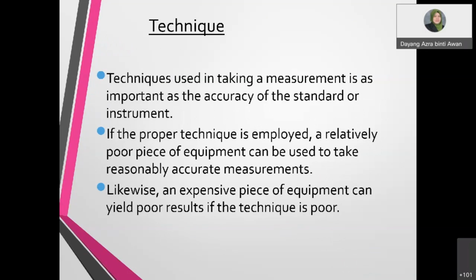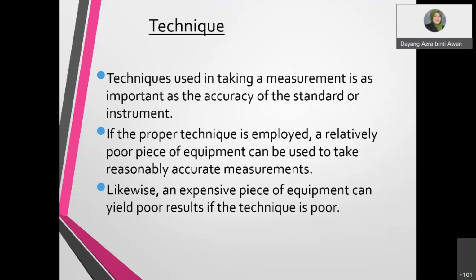So the important thing in doing the measurement is your technique. Technique is how you use the equipment to take your measurement, so it's very important to have a good technique. It is also important to consider the accuracy of the equipment and the standard that you want to follow. If you have a proper technique but a poor piece of equipment, that will also result in inaccurate results.